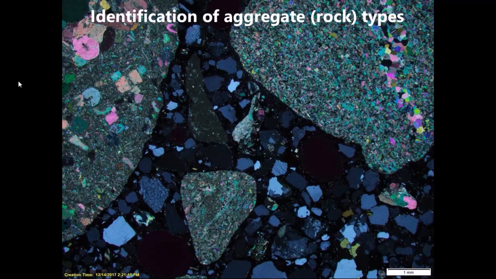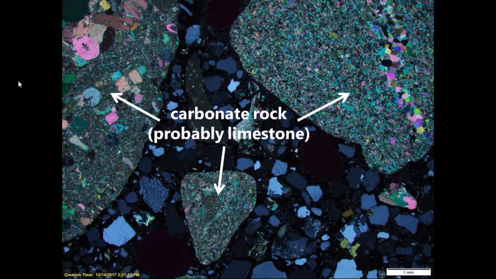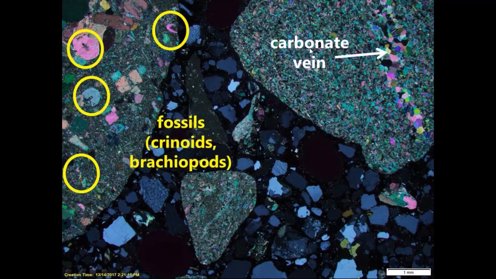So if that's the case, I can just tell them basic information, such as, in this particular sample, the aggregates are made out of a limestone, a carbonate rock, probably a limestone. I can see fossils in the rocks, brachiopods, crinoids. If you give me a minute, I could probably determine how old that rock is based on the fossils in there. In the aggregate on the right, there's a vein of calcite, just features to note, and I pass that along.